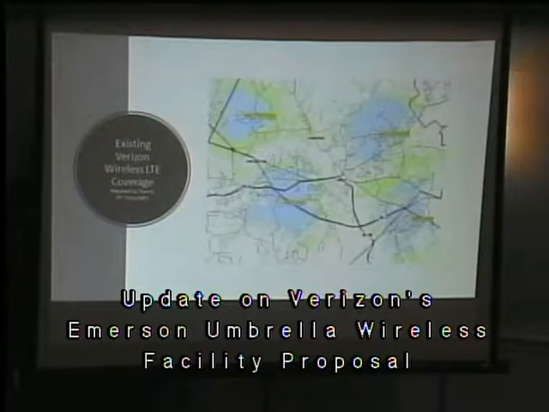This area in the middle, that's white and green, is the area in which Verizon Wireless has what we refer to as a significant gap in coverage. They do not have reliable coverage. Again, rather than Verizon Wireless preparing this map, the town's consultant prepared this map on behalf of the town.